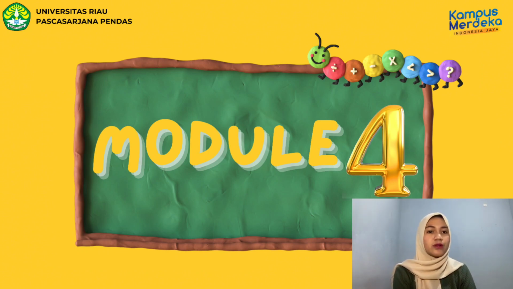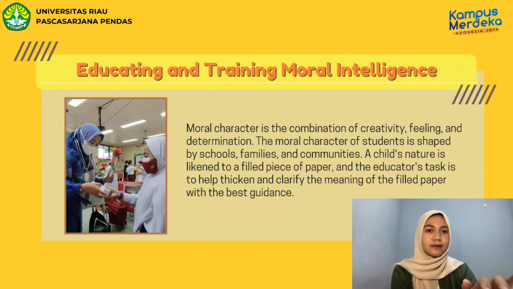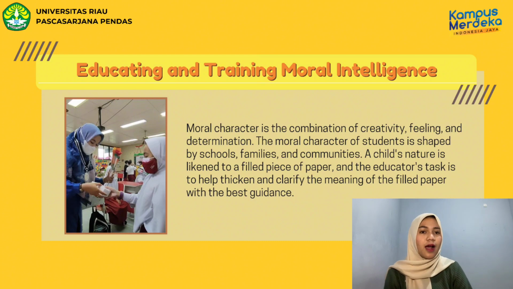Let's now turn to Module 4 about educating and training moral intelligence. Moral character is the combination of creativity, feeling, and determination. The moral character of students is shaped by school, families, and communities. A child's nature is likened to a filled piece of paper, and the educator's task is to help deepen and clarify the meaning of the filled paper with the best guidance.